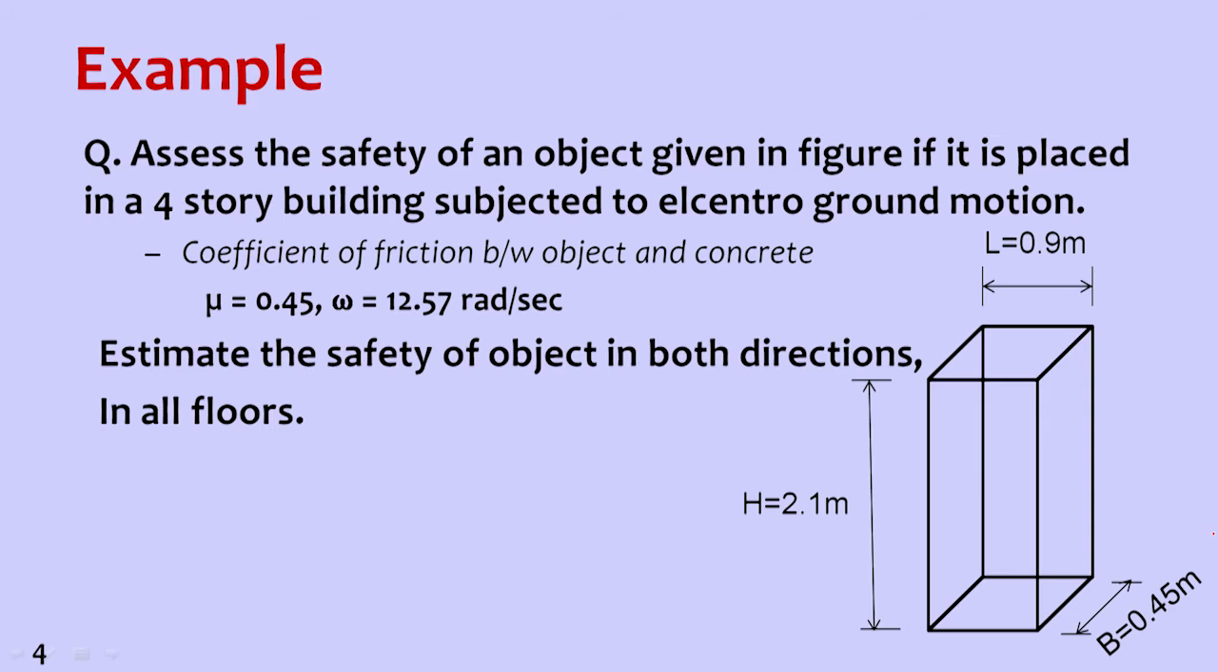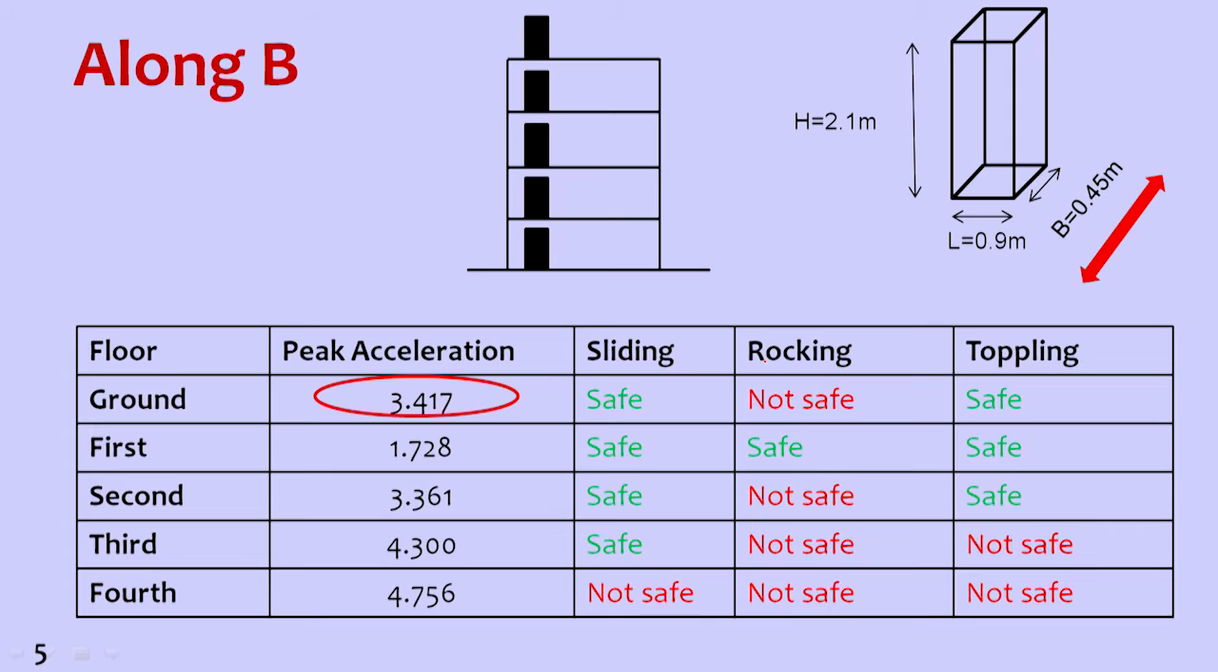Now let us move to the problem. Here we have to assess the safety of the object given in the figure. There is an Almirah, a rectangular object with width B as 0.45 meter, height as 2.1 meter, and length as 0.9 meter. It is placed in a 4-story building subjected to El Centro ground motion. The same element is placed at different stories: ground floor, first floor, second floor, third floor, and fourth floor. Another two values given are mu equal to 0.45 and forcing frequency 12.57 radians per second. With these properties, we have to estimate the safety of the object in both directions for all the floors. This problem was already discussed in class.